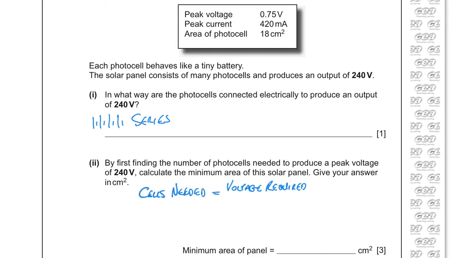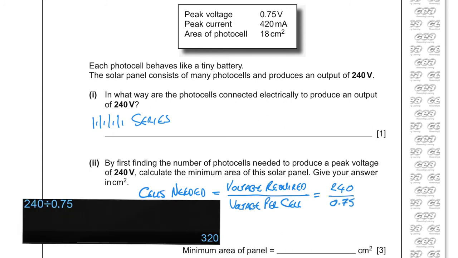And if we divide the total voltage needed by the voltage each cell gives, we should be able to figure out how many of them would make 240 volts. So we take 240 and we divide by the 0.75 that each one produces, and that gives us a total number of cells of 320. And so 320 cells, and they all are 18 centimeters squared. Multiply those and we got 5760.